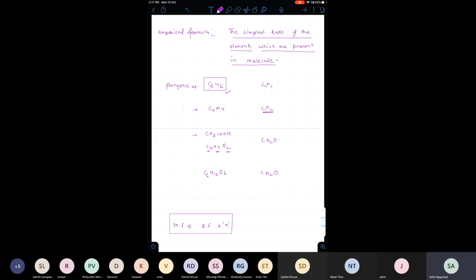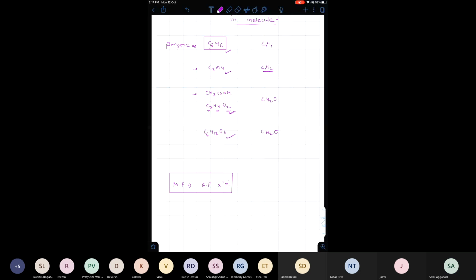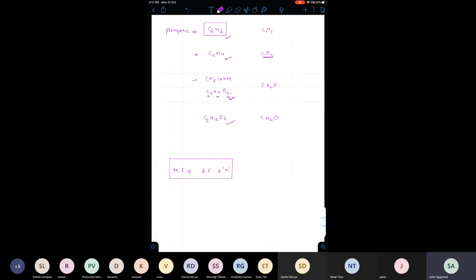Here we divided by 6. Here we are dividing by 2. Here we are dividing by 2. Here we are dividing by 6. Okay? We have to take the simplest common number, or the smallest common number. Understood?